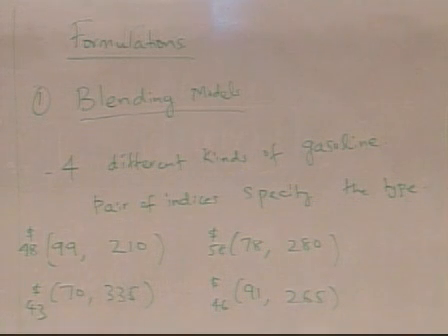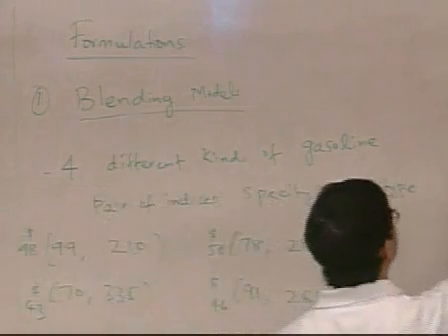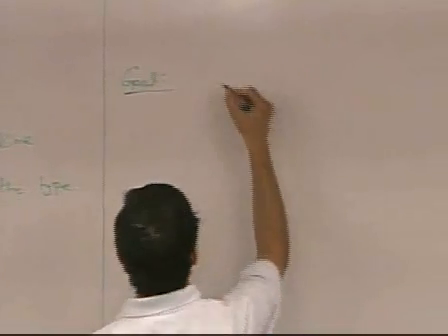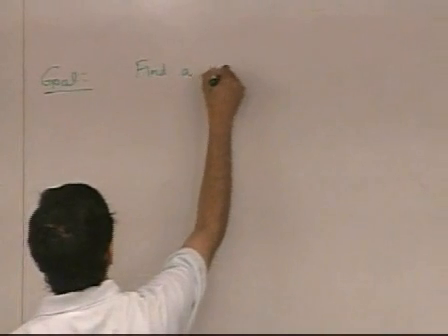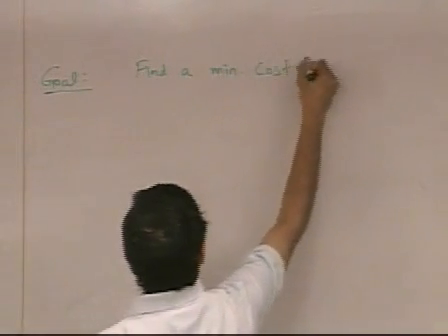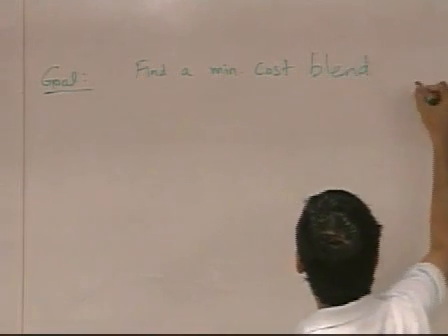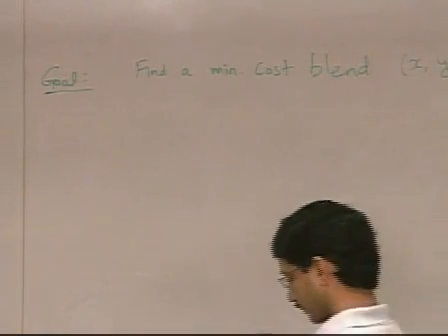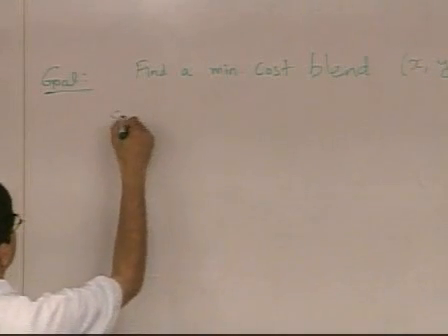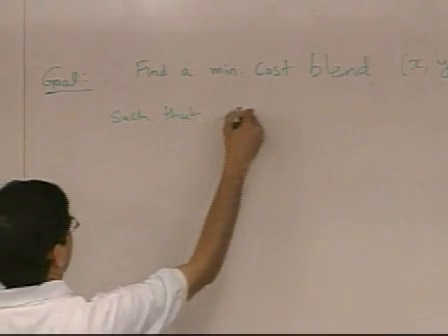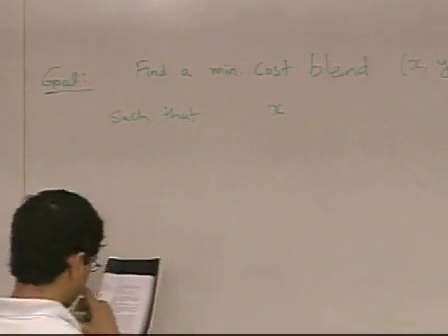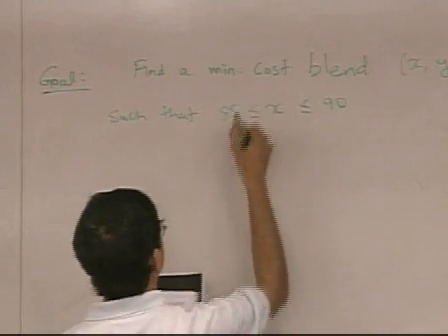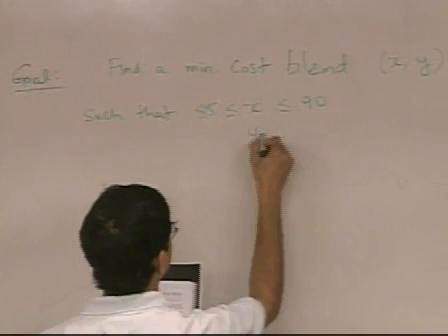So the goal is to find a minimum cost blend X, Y, such that X is between 85 and 90, and Y is between 270 and 280.